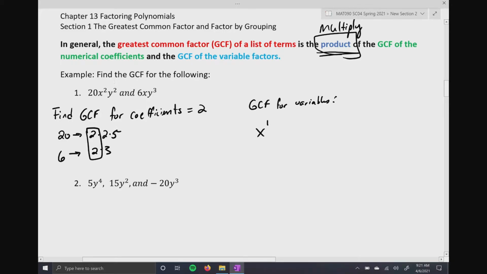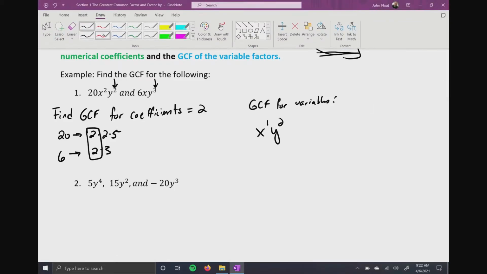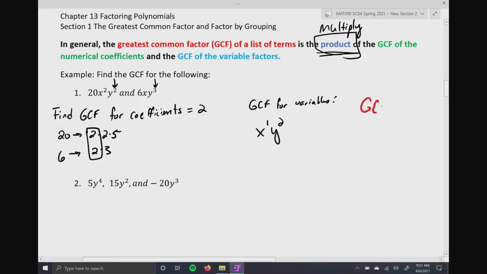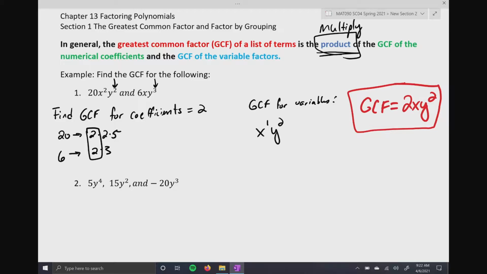Now let's look at the letter y. This is y to the second and y to the third. So it's going to be y to the second. So what I did is I found the GCF for the coefficients. I found the GCF for the variables. The GCF for the entire problem is the product of those two things. 2xy squared. Notice I just write everything as a multiplication. Does that make sense, everyone? All right, so go ahead and write this down.